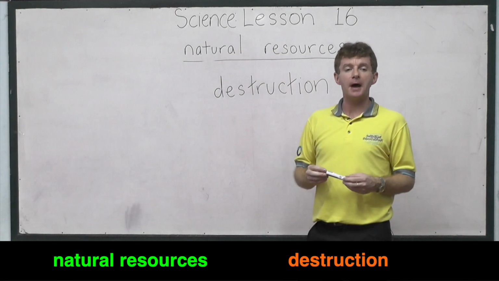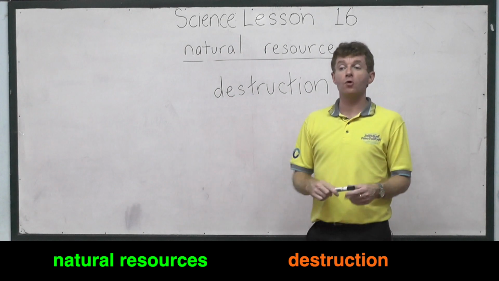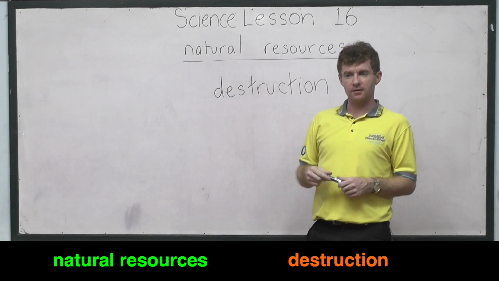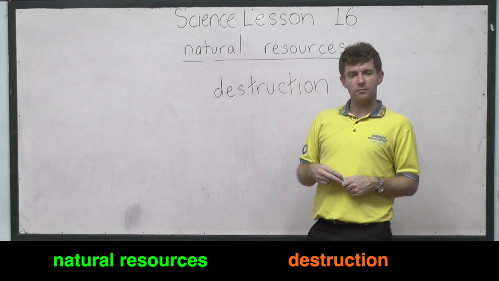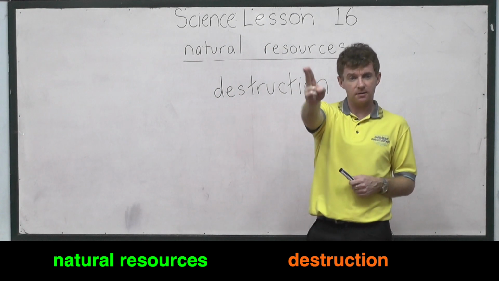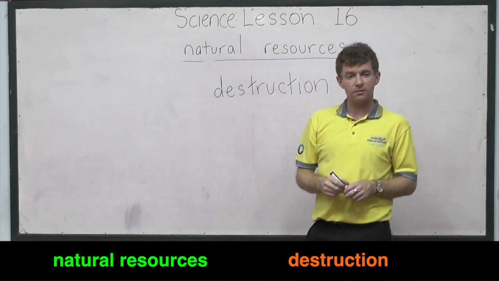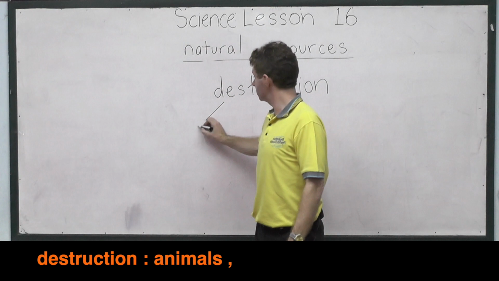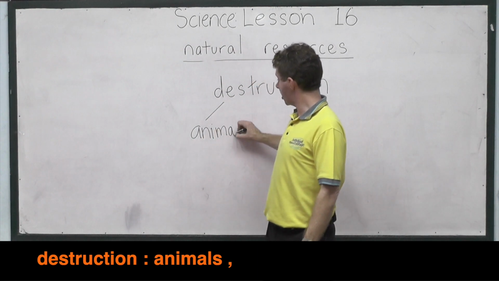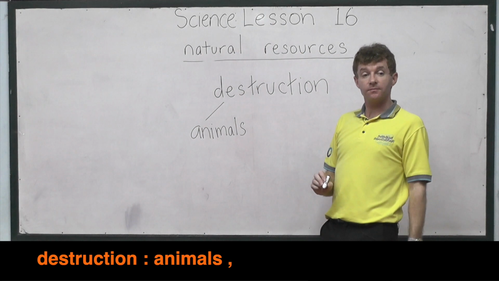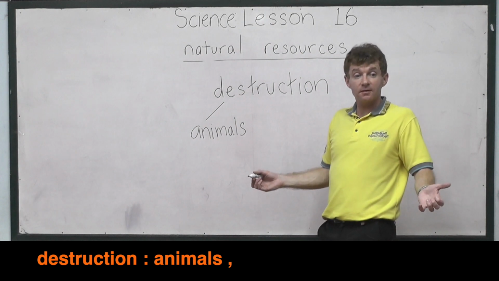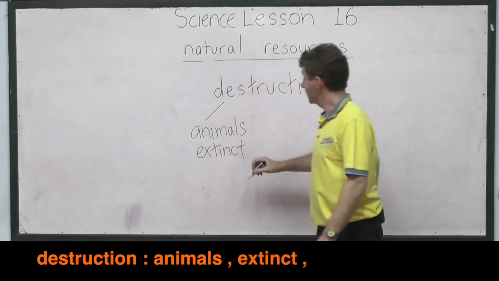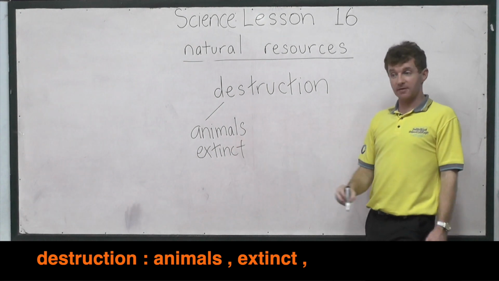In the video and the PowerPoint, what examples of destruction did you see? Did you see the man with the gun? What was he doing? You remember? He had the gun in the video and he was shooting. What did he shoot? Birds, animals. So, animals are becoming, what's that word again? When there's none left? Extinct. Animals extinct.